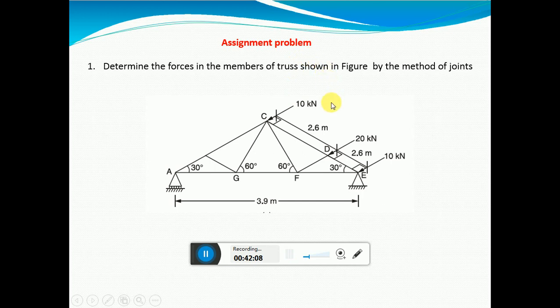So we are coming to the end of this video lecture. This is one problem for you to solve. Please draw the free body diagram properly and solve this problem. Find out the forces in each member by the method of joints.